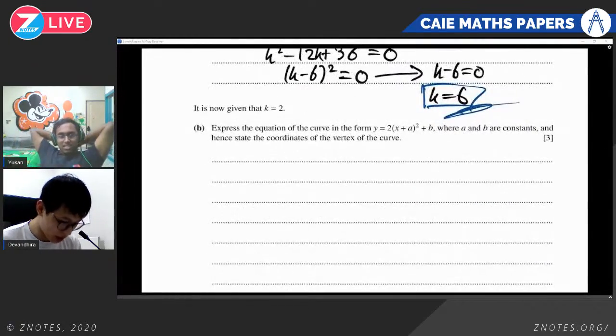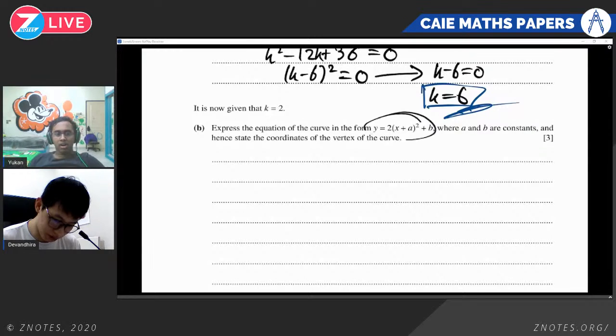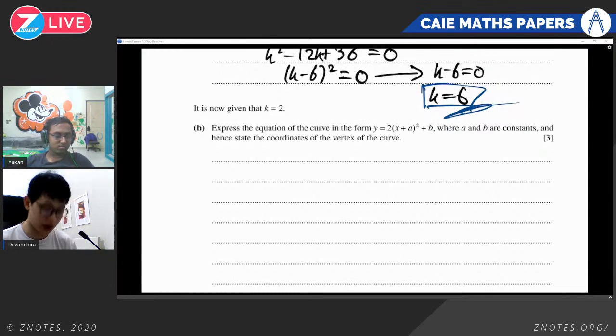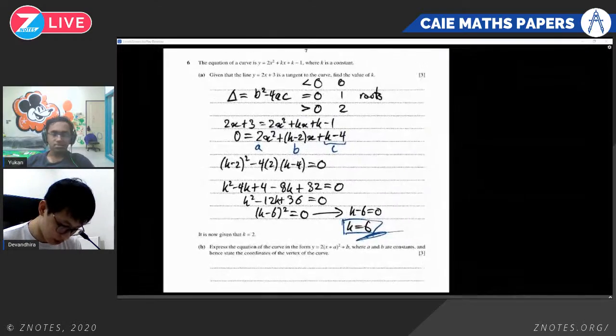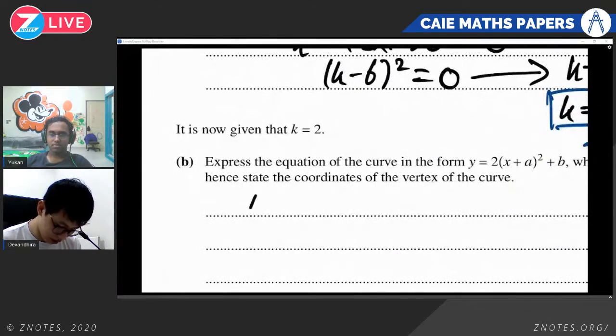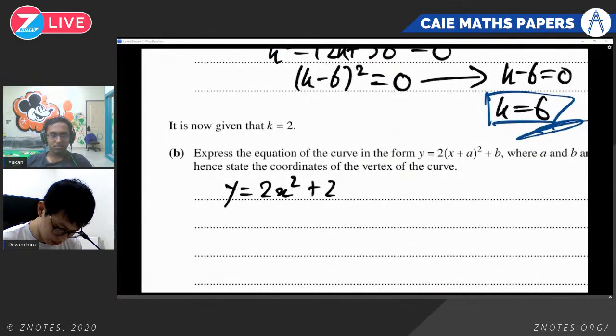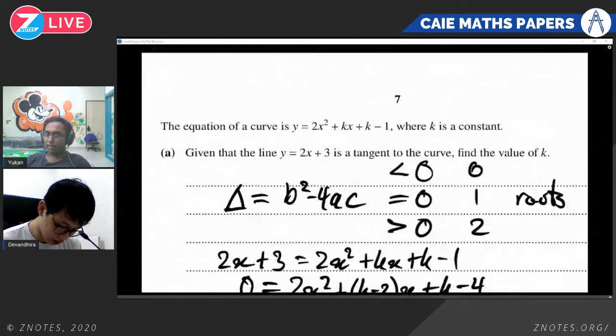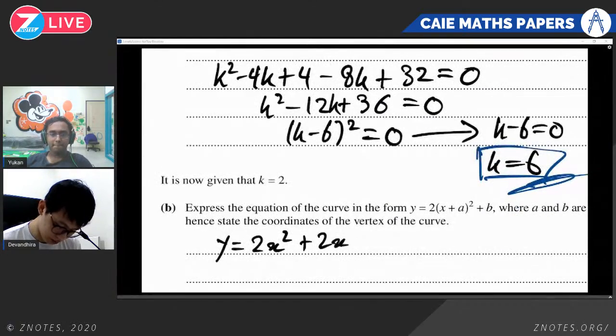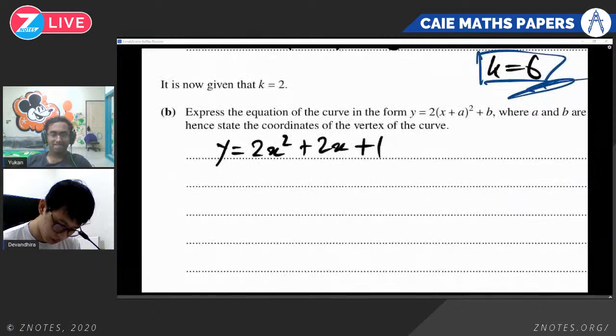Alright. It is now given that k is equal to 2. Express the equation of the curve in this form, where a and b are constants, and hence state the coordinates of the vertex of the curve. Sure, why not? So let's do that. Just let k equal to 2: 2x squared plus 2x plus 1. We just have to make it in this form.